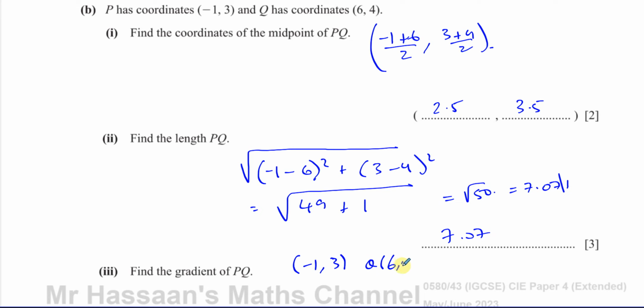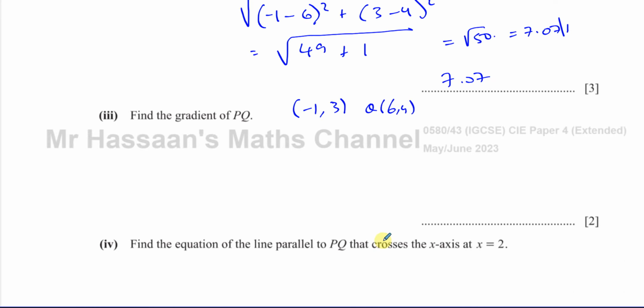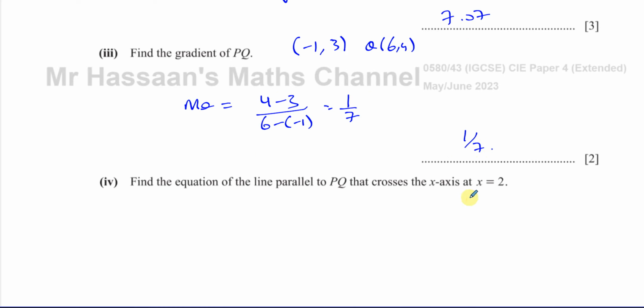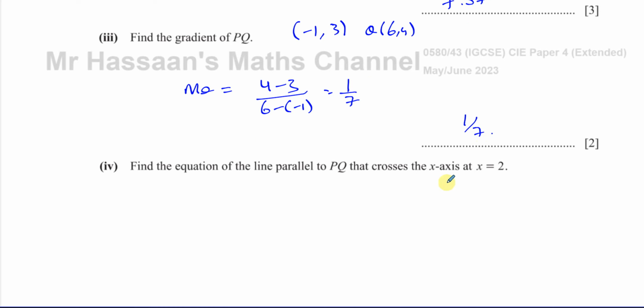Q is 6, 4. All right, so the gradient of PQ is given by the change in y, so 4 minus 3 over 6 minus 1. That's going to be 1 over 7. So that's the gradient. Then it says find the equation of the line parallel to PQ, which crosses the x-axis at 2.